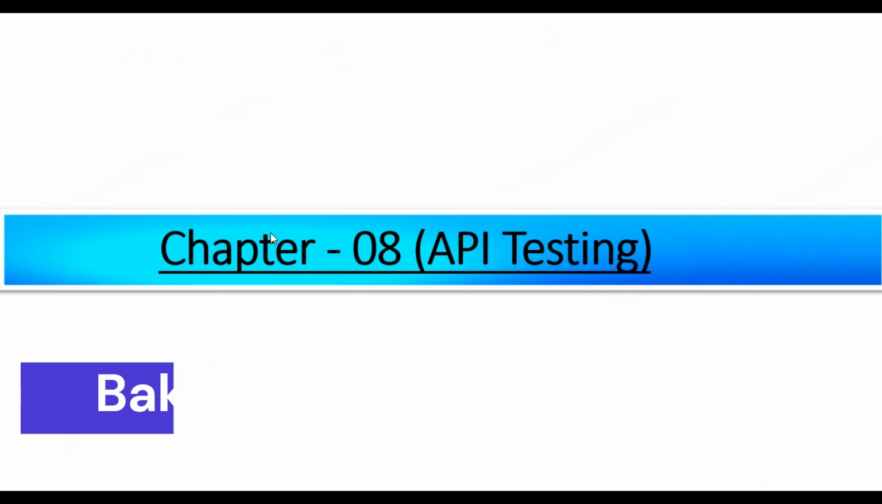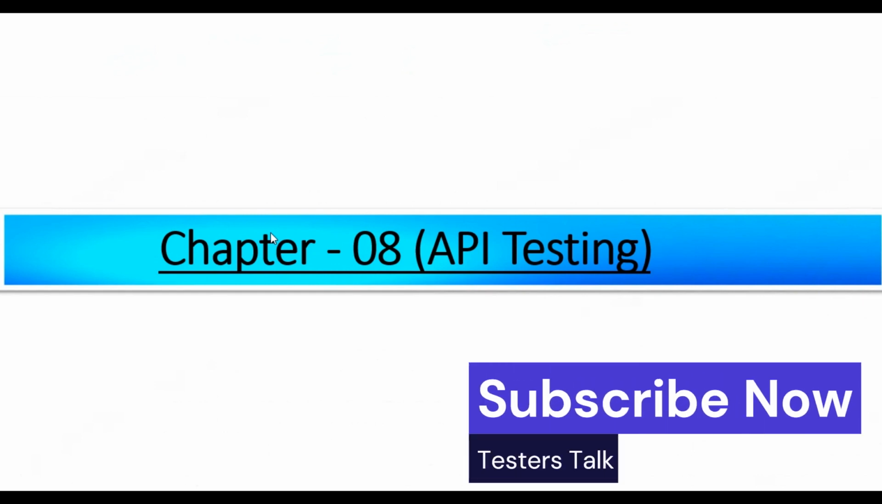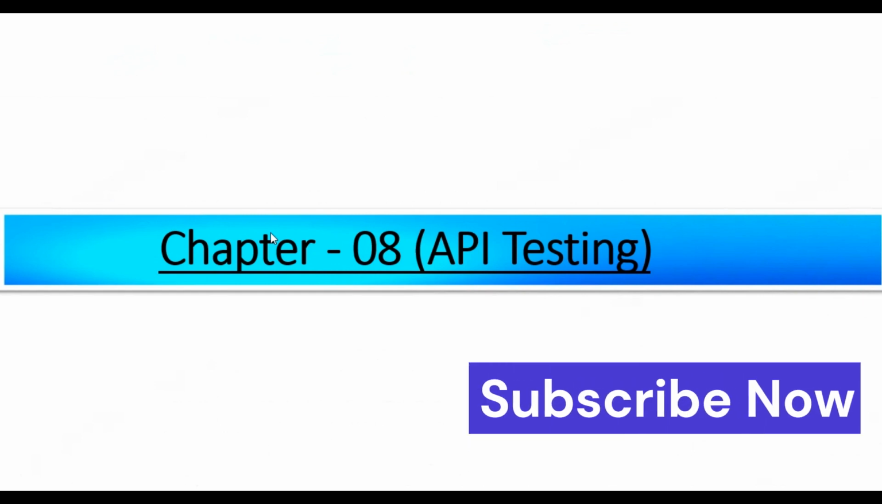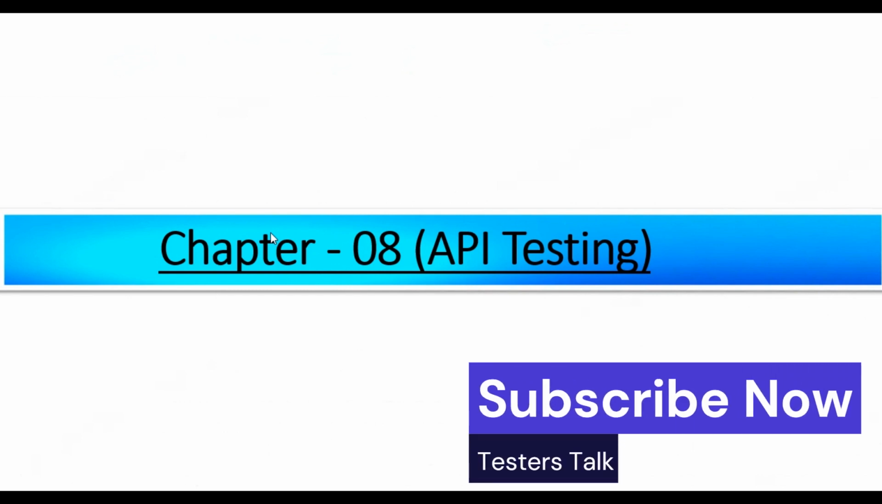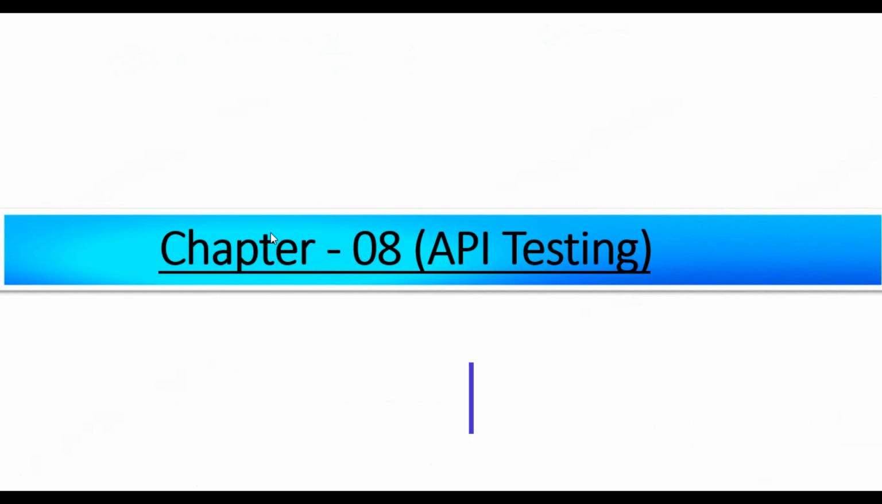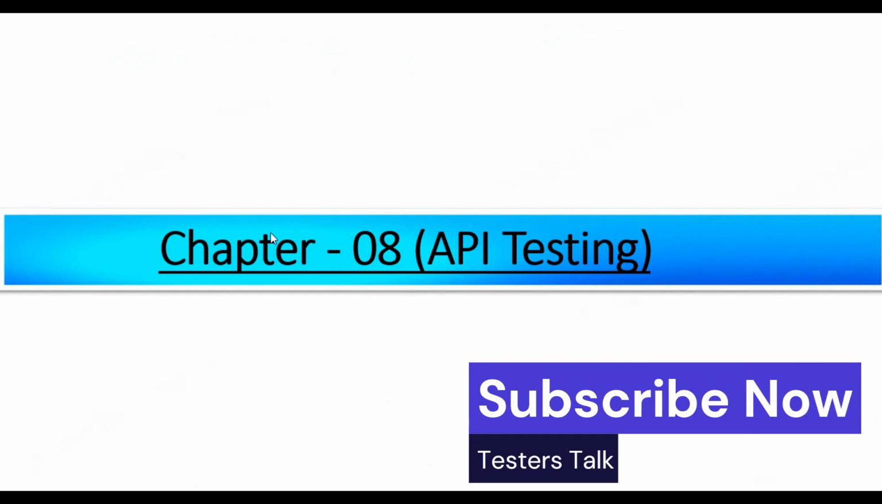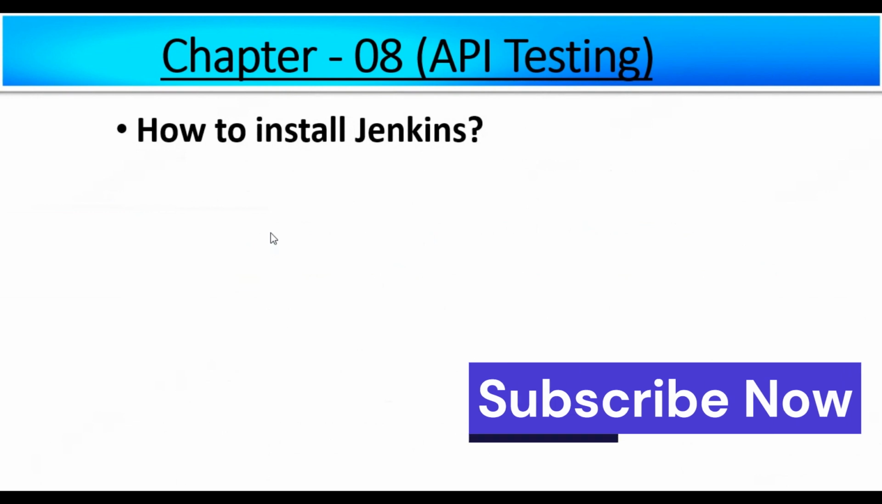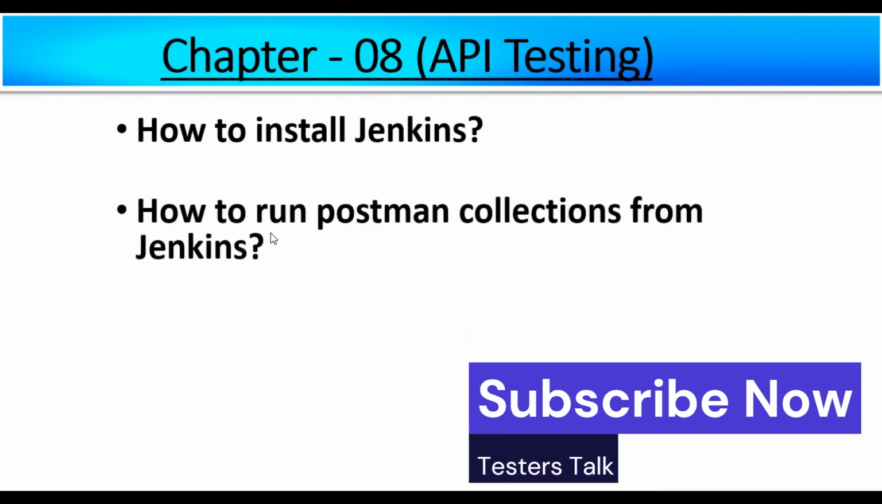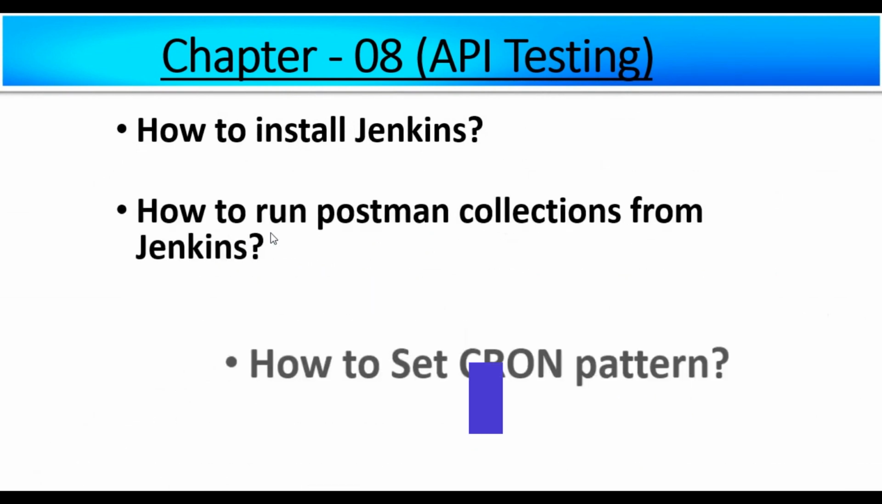So far you have seen how to create different API requests and how to write the API tests in Postman, and also we have discussed how to run the Postman collections from the command prompt. In this chapter 8 of the API testing tutorial, I will discuss how to install Jenkins, how to run Postman collections from Jenkins.